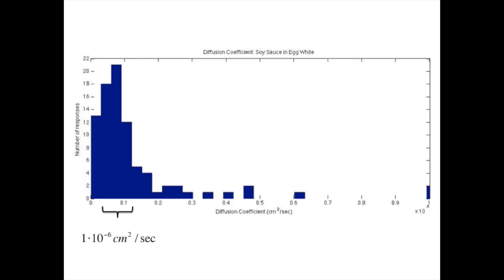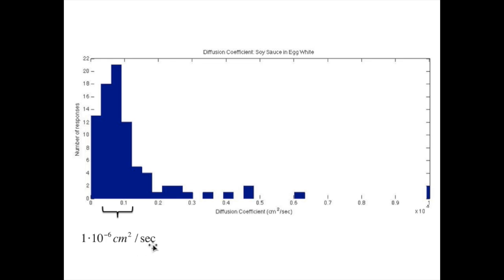So here is what you found, those of you who measured the diffusion coefficient of soy sauce in egg white. And it looks like as a class, we, or you I should say, seem to think that the diffusion coefficient of soy sauce in egg white is about 1 × 10⁻⁶ centimeters squared per second.